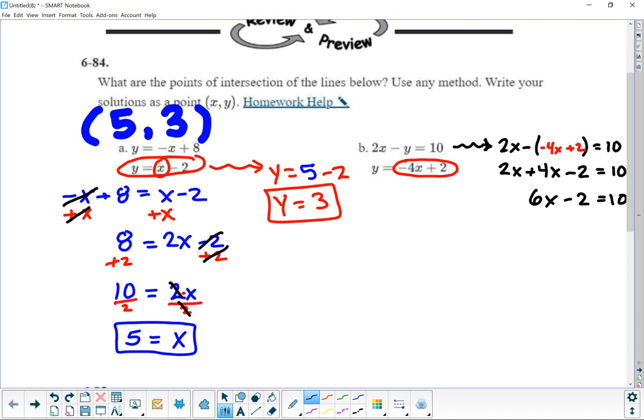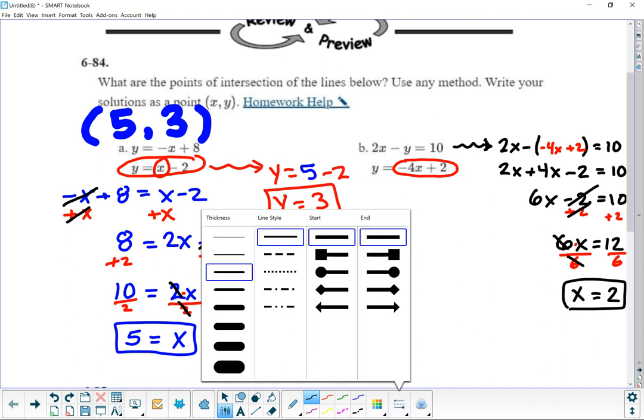You're going to get rid of that minus 2 by doing the opposite, plus 2, and you get 6x equals 12. Almost done. You're going to undo that times 6, so you're going to divide by 6 on both sides. And we get x equals 12 divided by 6. Use your calculator if you need to. That's 2.